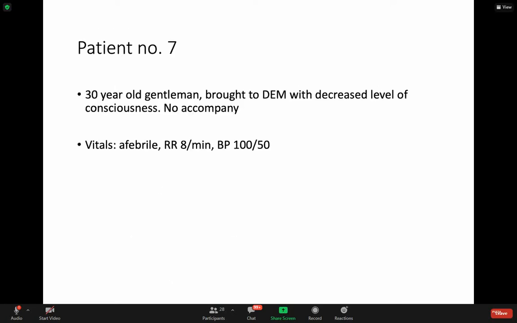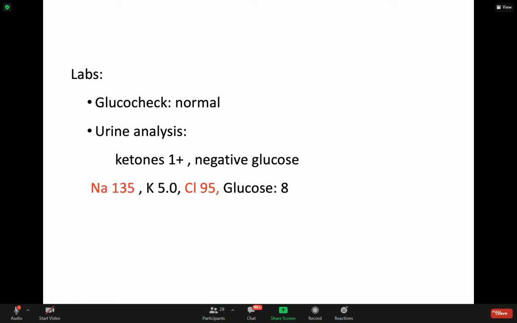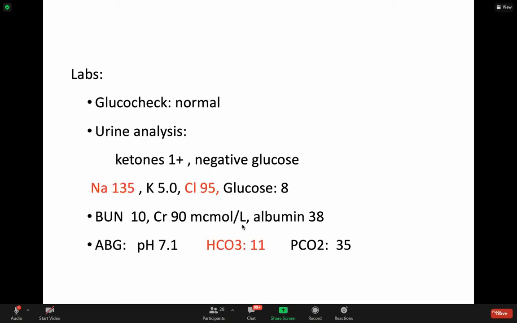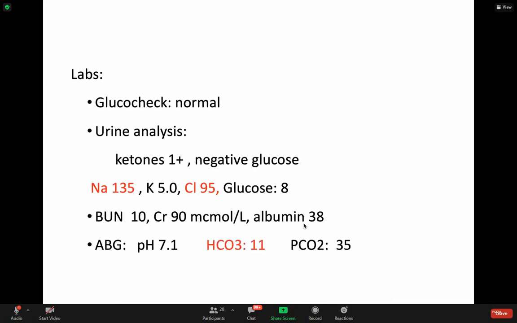Okay, one last quick example. I have a 30-year-old gentleman brought to the emergency with decreased level of consciousness, and no one is accompanying him. I don't know guys what's wrong with this guy. They found him lying next to his car in the street. He's afebrile, his respiratory rate is low, only 8, so he has respiratory depression, with borderline low blood pressure. His glucose check is normal, urine analysis shows 1 plus ketones but negative glucose, so it's not DKA. Sodium, potassium, chloride, glucose, urea, creatinine and albumin are not bad so far.